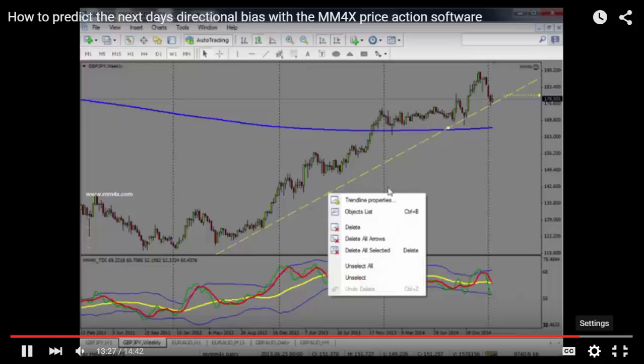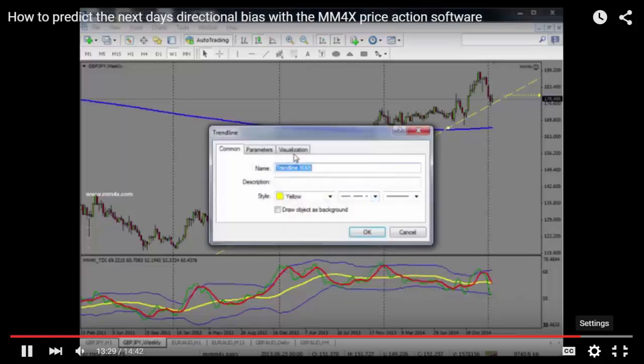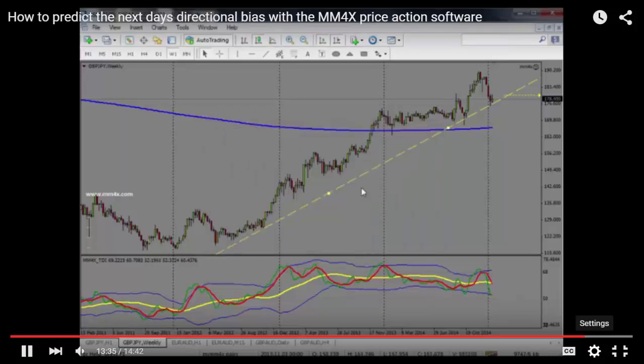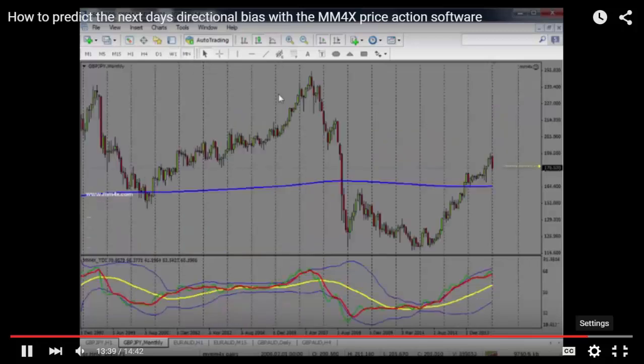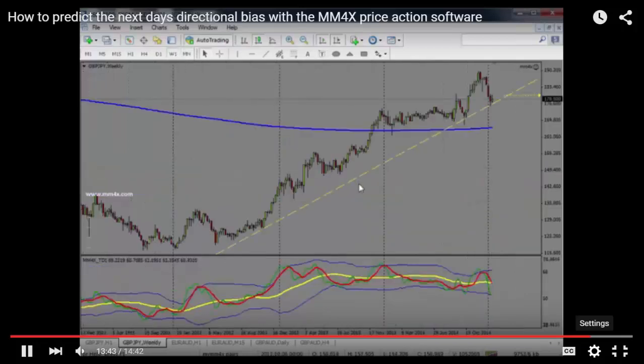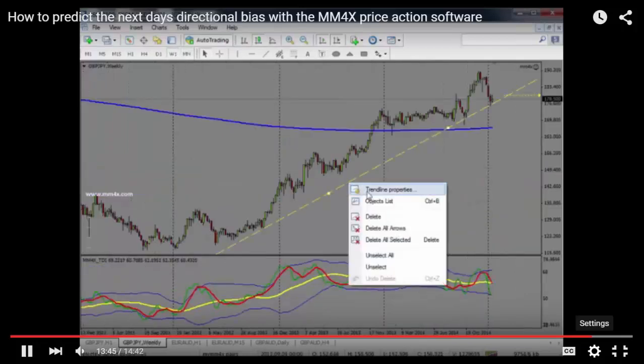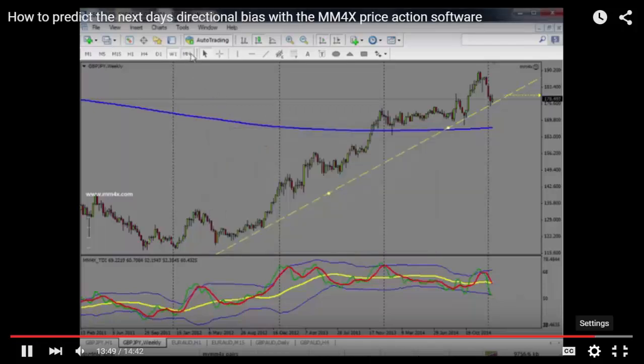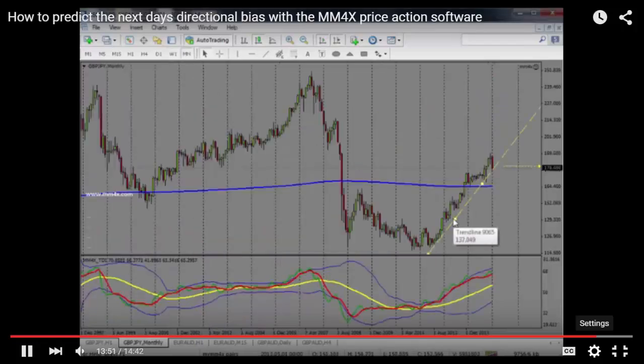And I'll draw a trend line on there. And now, of course, I'll make this available only on the larger time frames because I don't really want to see it on the smaller time frames. And if you look at the monthly chart on this pair, there's no doubt that the trend is up on it, and there is a trend channel here.